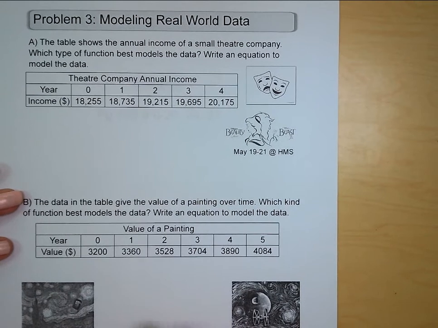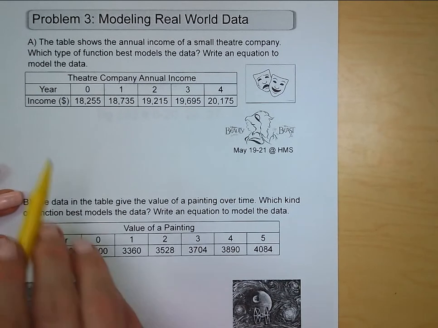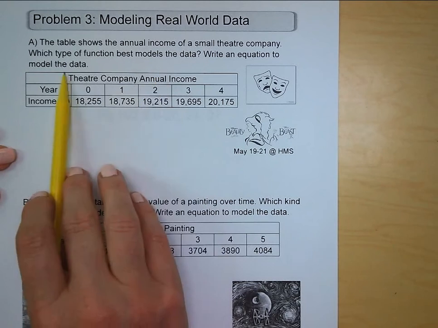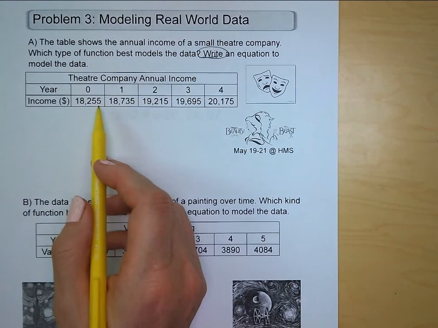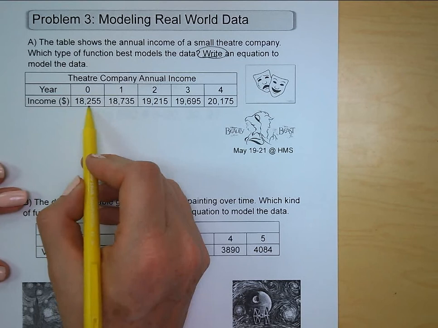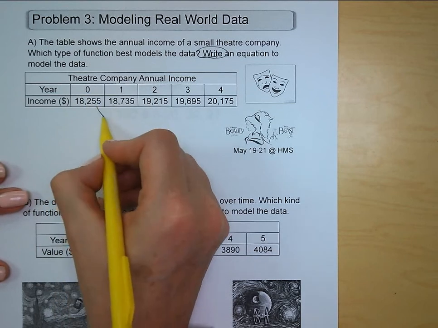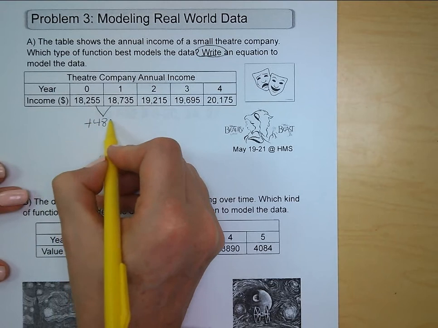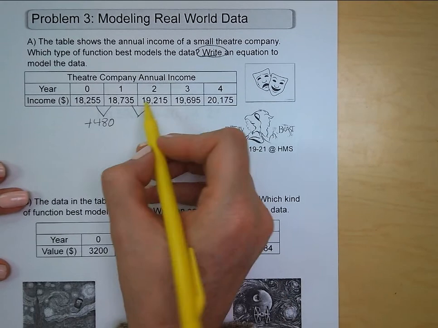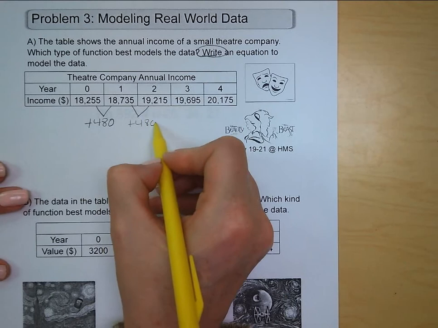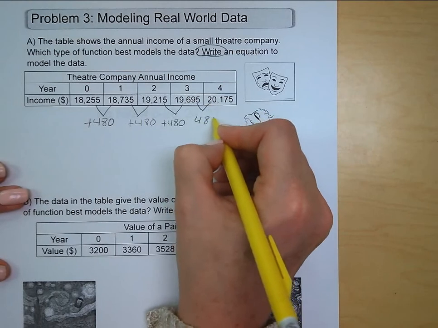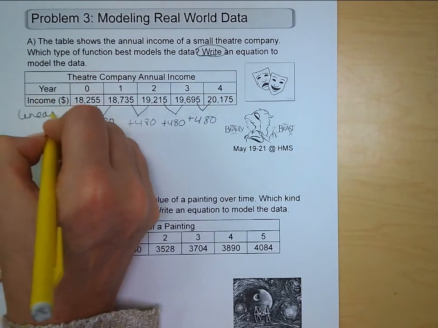Next up, problem number 3, modeling real-world data. This table shows the annual income of a small theater company. Which type of function best models the data? And we want to write an equation to model that data. So let's first look and see if we can figure out what's happening. To go from 18,255 to 18,735, we are adding $480. Let's see if that pattern holds true. As we take our next step, again, we're adding $480. We're adding $480. And we're adding $480. So this is going to be a linear relationship.